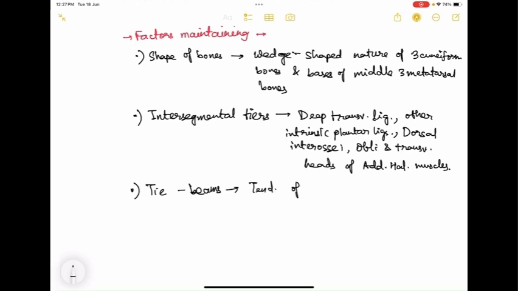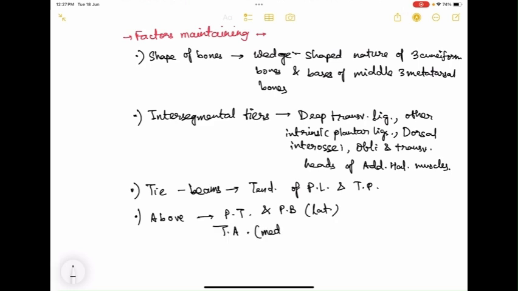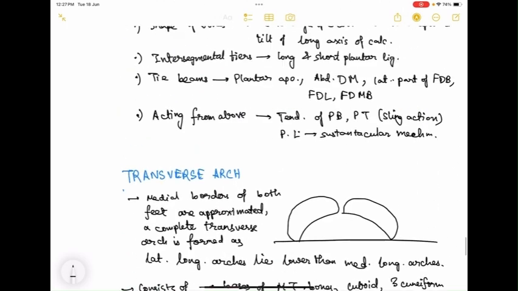Tendons of peroneus longus and tibialis posterior, acting from above, peroneus tertius and peroneus brevis laterally, tibialis anterior on the medial side. Okay, and the other factors which maintain the longitudinal arches, I am not writing about that.